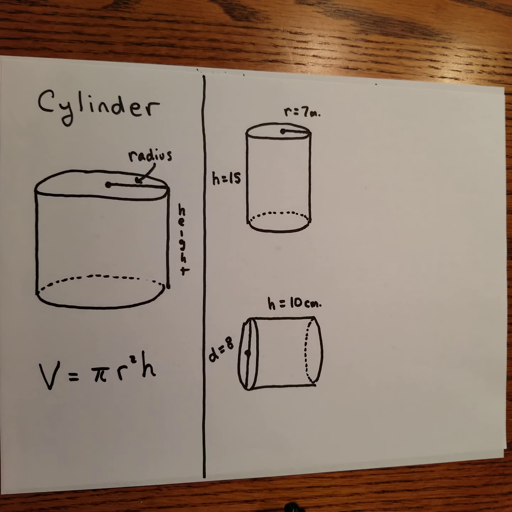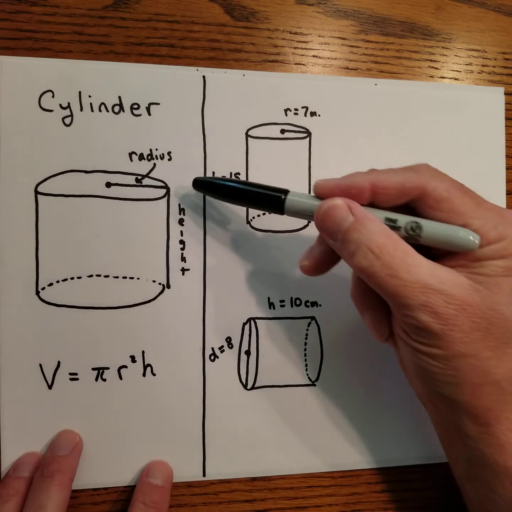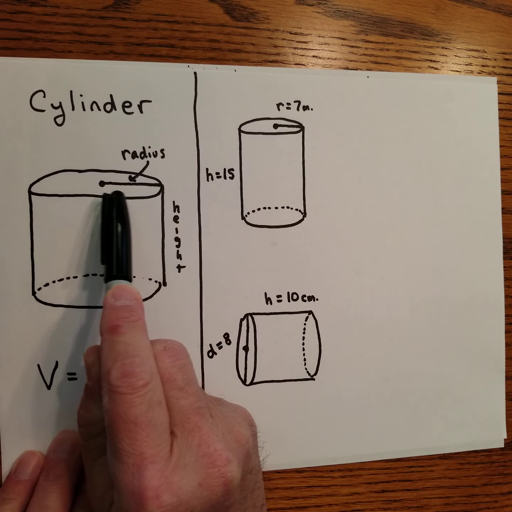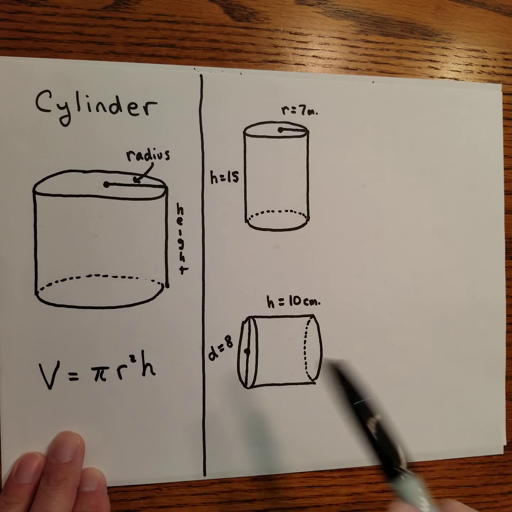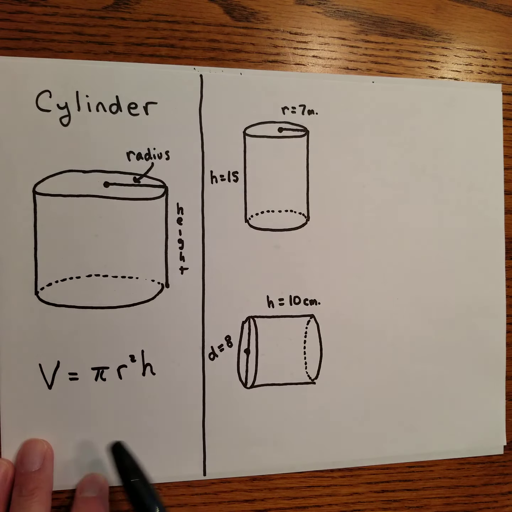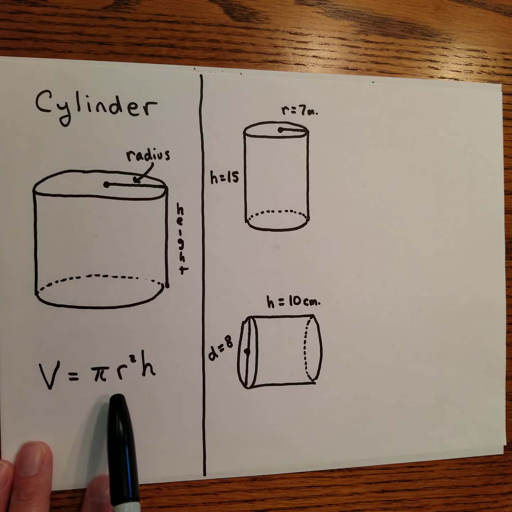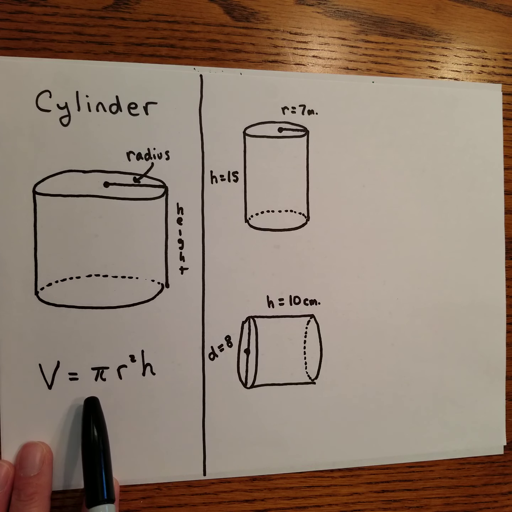To get the volume of a cylinder, I need a new formula. A cylinder has a height and a radius. If I know the height and the radius, then I get the volume by multiplying pi times the radius squared times the height. That's pi times radius squared times height.